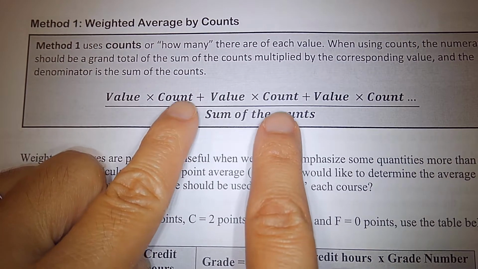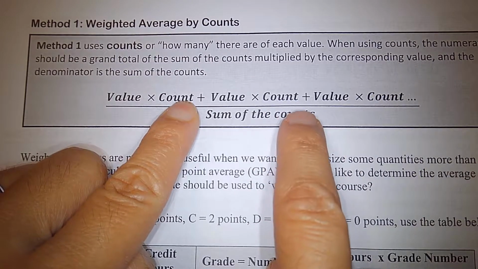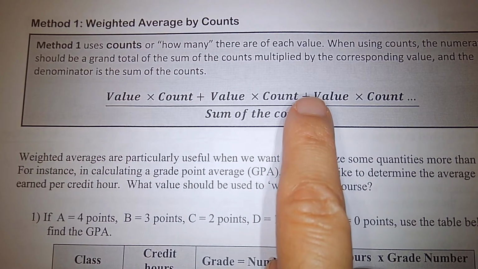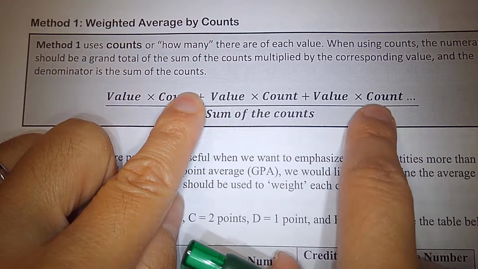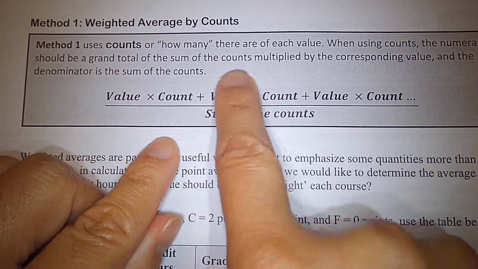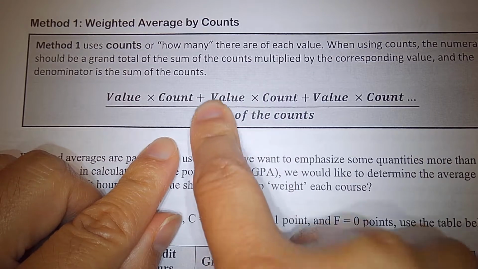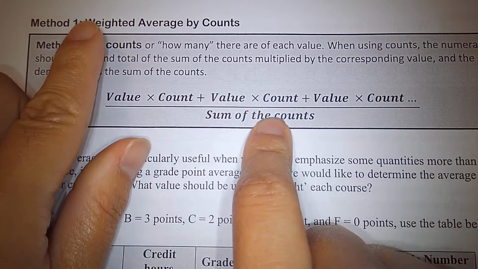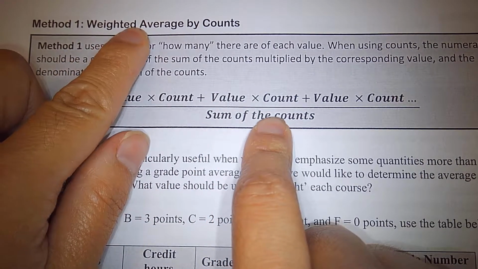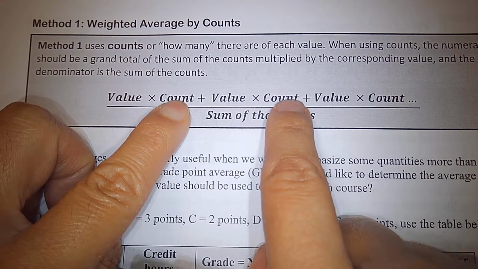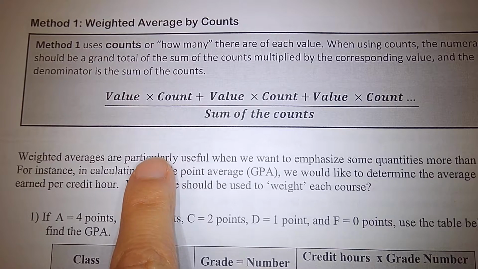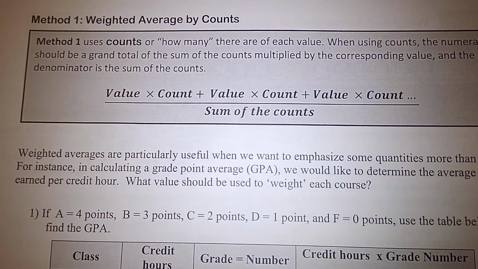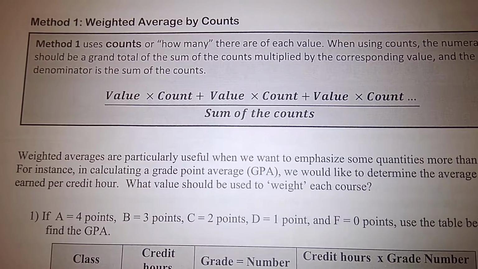Why? Because these counts give us what? The weights, right? 5 of 10, 5 of 15, 10 of 20. So those counts give us the weight. That's why we call this kind of average or mean problem a weighted average, because we consider the weights. So this is method 1. Any questions so far? No? Okay.